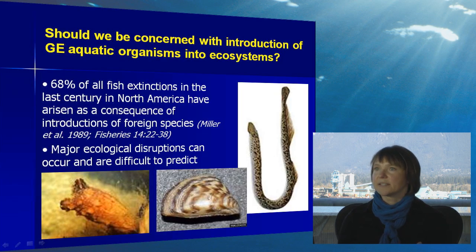So since these fish are being created for the aquaculture industry, we have to ask whether we should be concerned about the use of these organisms for this industry. There's a long history telling us that many fish extinctions have occurred because of introductions of foreign species. So we know that major ecological issues can arise, and in this case, they're very difficult to predict.